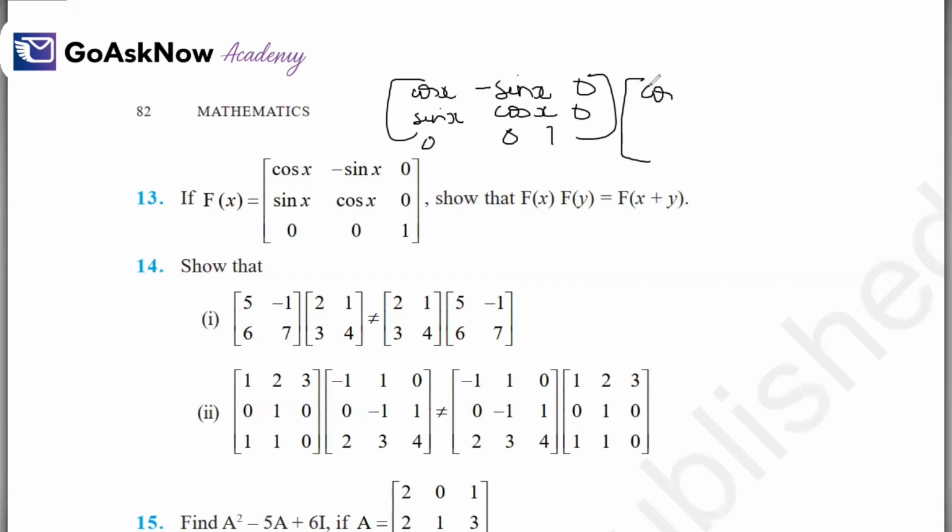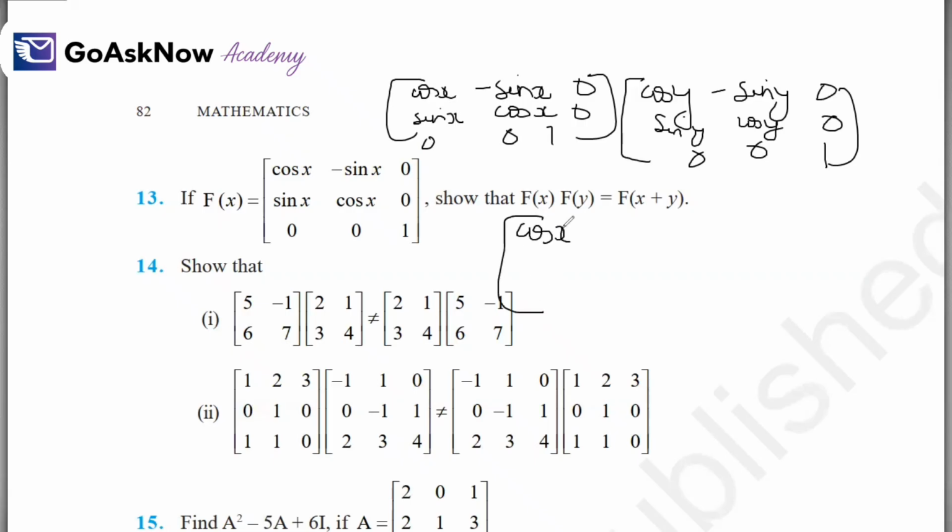Fy will be cos of y, because x is replaced by y here. So cos y, minus sin y, 0, sin y, cos y, 0, 0, 0, 1. Now you have to multiply both matrices and verify that it is equal to fx plus y. So just multiply it. You will get cos x into cos y minus sin x sin y. This is your first element.